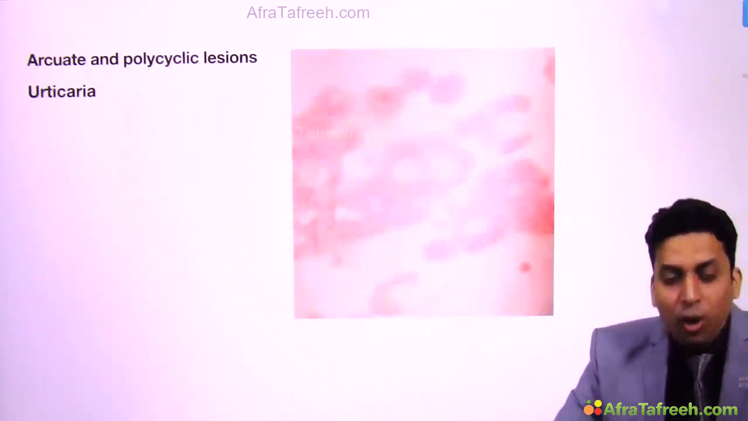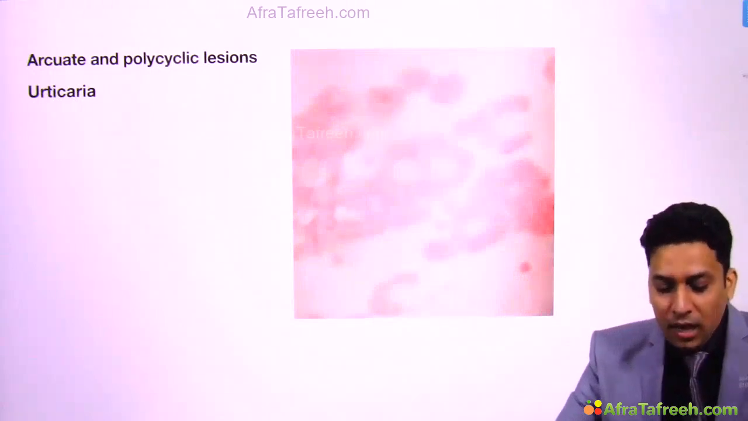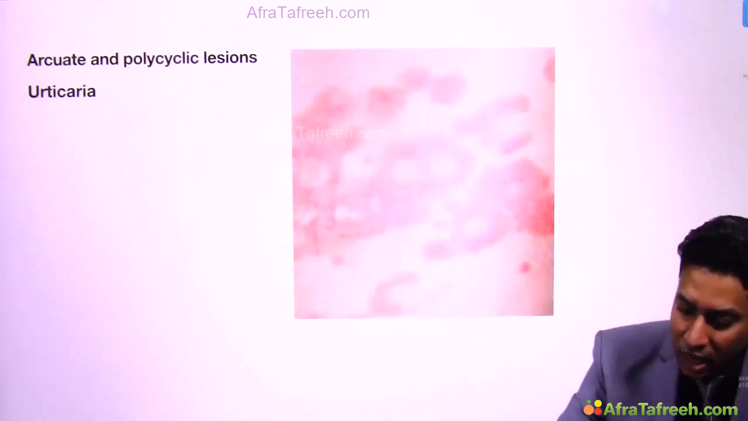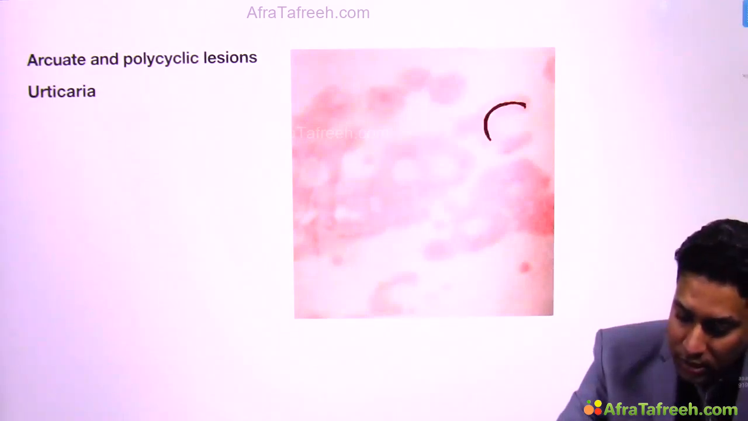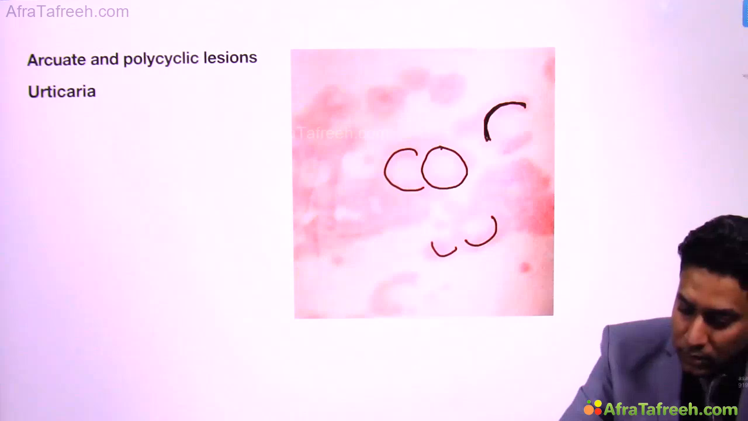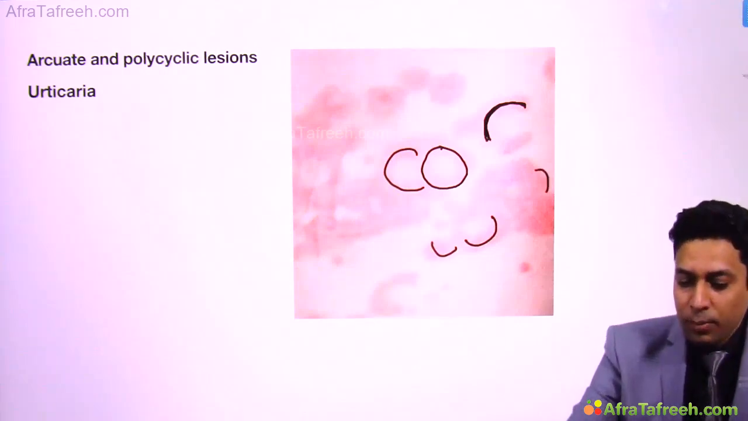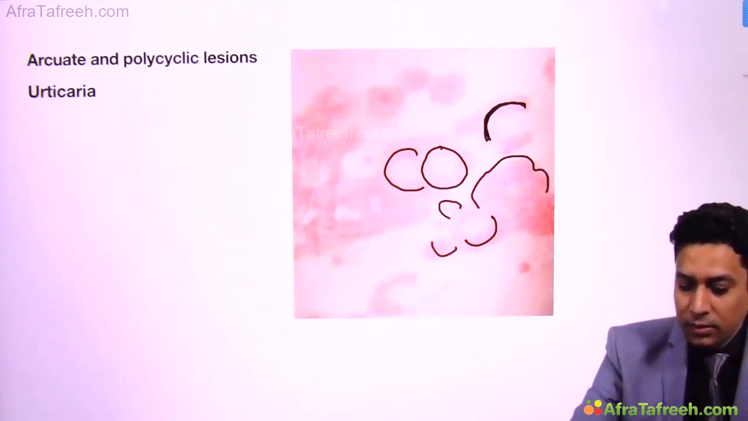Then arcuate and polycyclic lesions. Such lesions can be seen in urticaria. Arcuate means like an arc, and polycyclic means multiple cyclic margins are there. So such arcuate or polycyclic lesions might be present in urticaria.